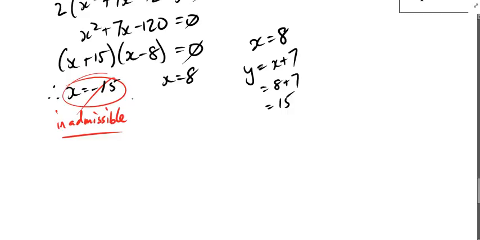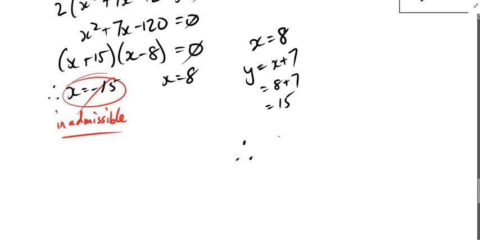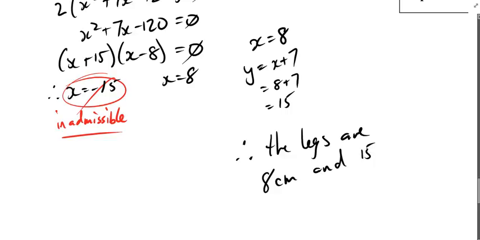But you've got to show that work. It doesn't always work that way. Often it does, but it doesn't always. So you can't just make assumptions. We always do this little thing here. Any questions? The legs are 8 centimeters and 15 centimeters.